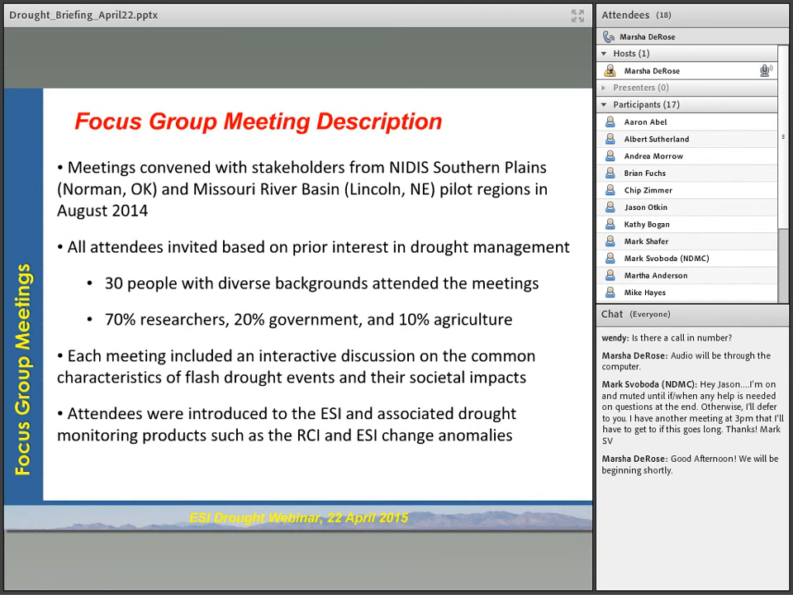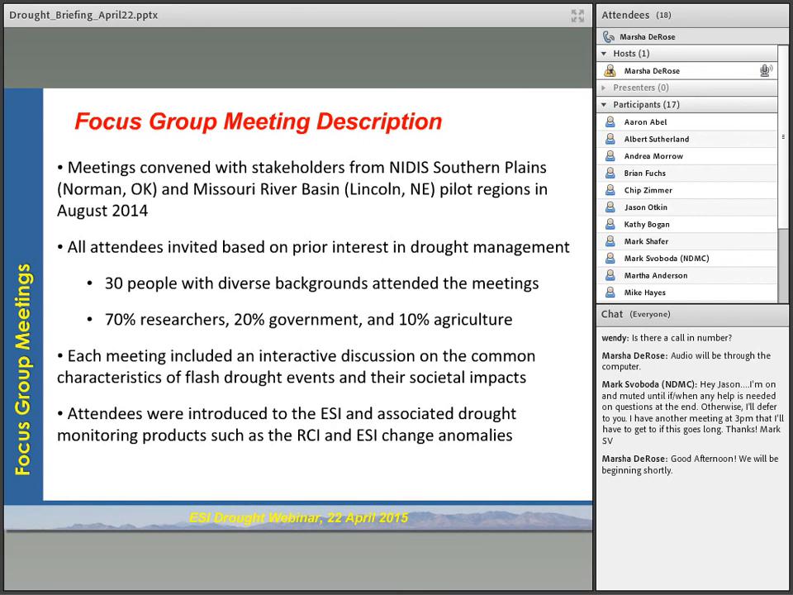All of the attendees were invited based on their prior interest in drought management, with a total of 30 people with diverse backgrounds attending both meetings. Overall, 70% of the attendees were researchers, 20% were from state and local government, and 10% were full-time farmers or ranchers. And more importantly, most of the attendees were either directly or indirectly involved in agriculture.